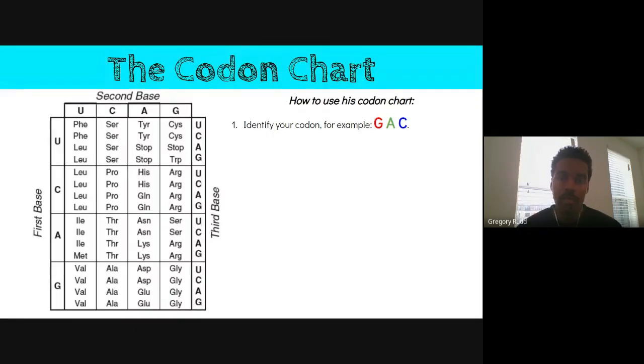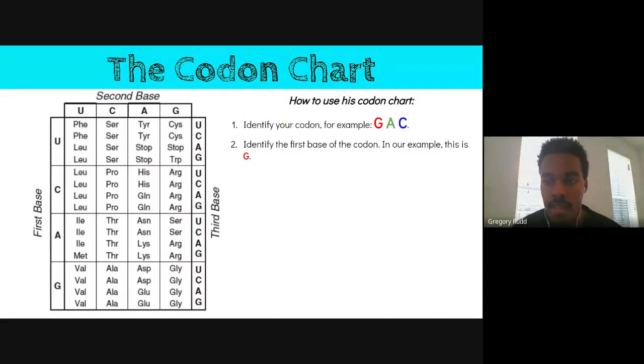So first, you want to identify your codon. Just as an example, we're going to use GAC here. Second, you want to identify the first base of the codon. So whichever letter comes first, whichever base comes first. In this case, that of course is G. I'm using the color red for G here.